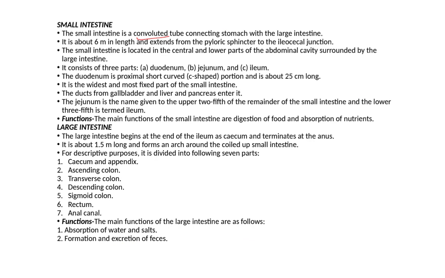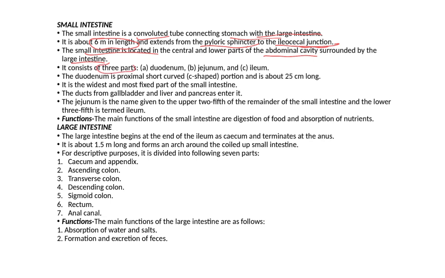The next organ is small intestine. It is a convoluted tube connecting stomach with the large intestine. It is about 6 meters in length. It is very long and extends from the pyloric sphincter to the ileocecal junction. Pyloric sphincter is the opening of the stomach into the small intestine. Okay, so from the pyloric sphincter to the ileocecal junction, there is the small intestine. Ileum is part of the small intestine and cecum is part of the large intestine. The small intestine is located in the central and lower parts of the abdominal cavity, surrounded by the large intestine.